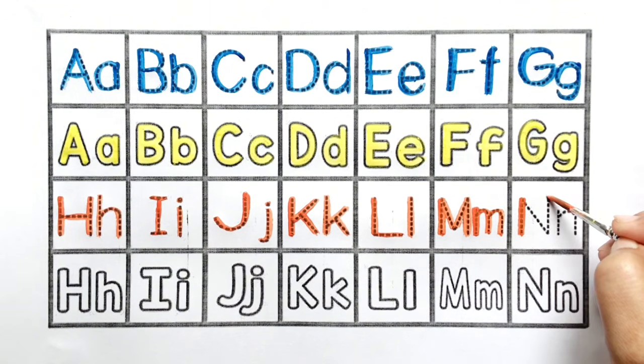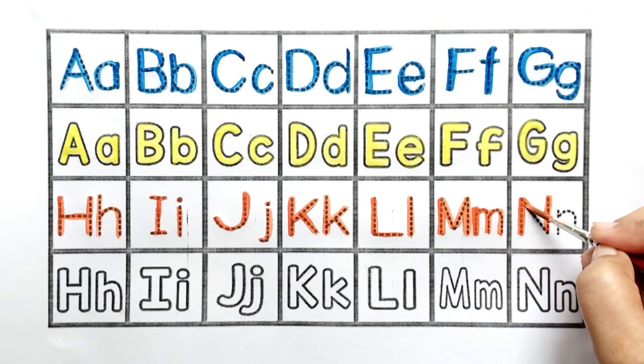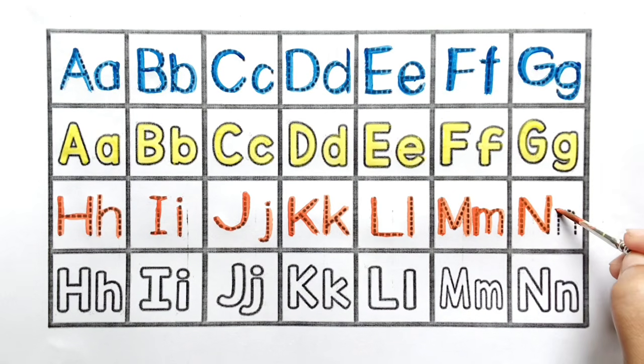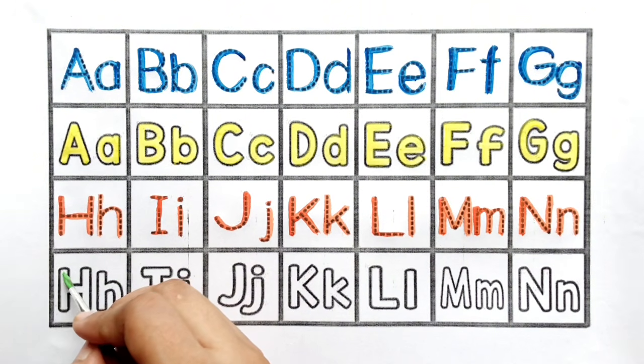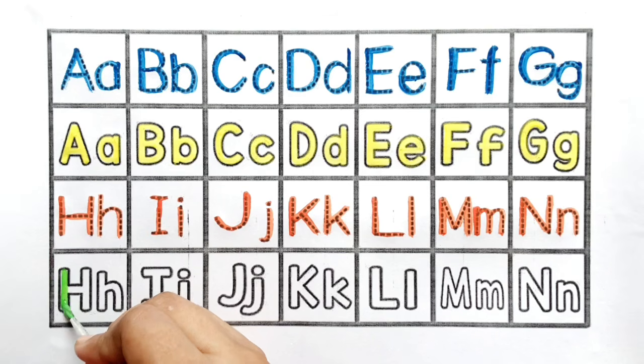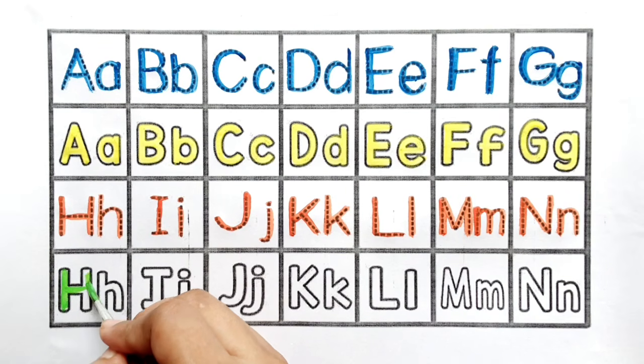Uppercase letter N. Lowercase letter n. N for nest. Green color. Light green color.